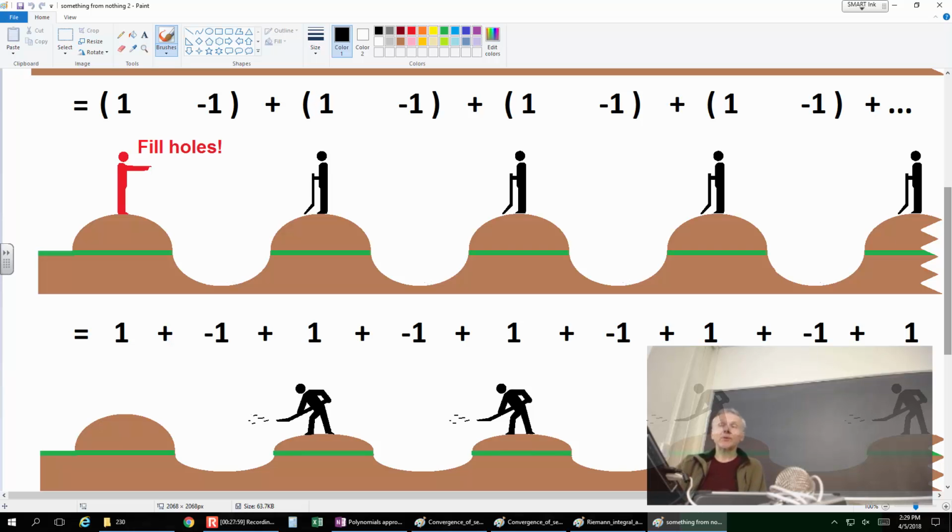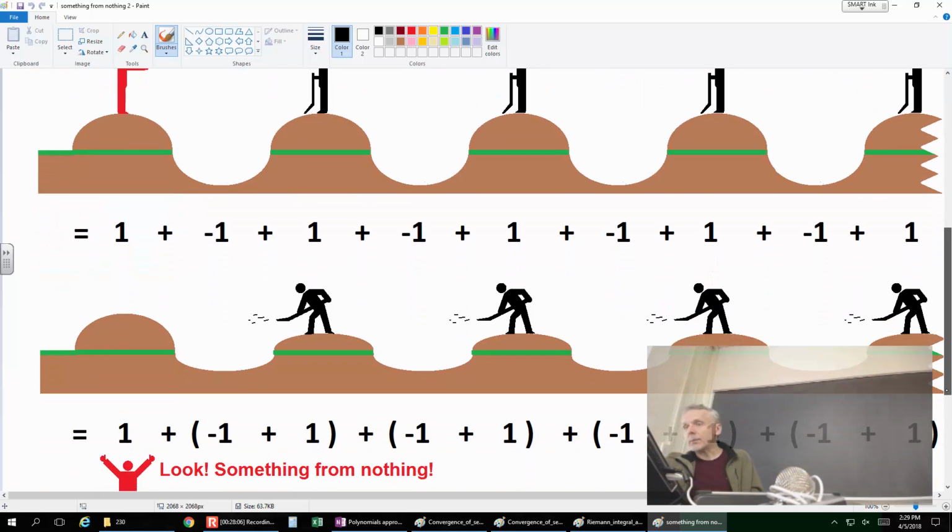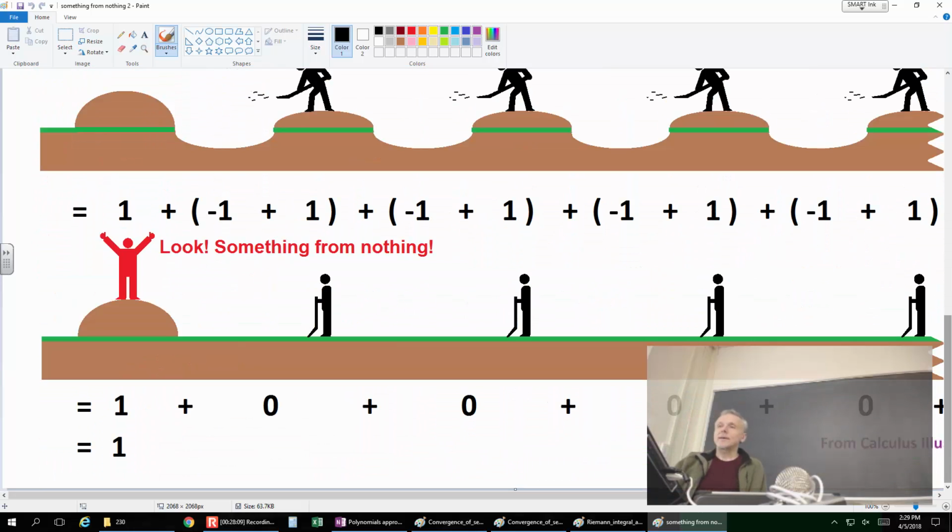It still seems that the amount of soil out and in is the same. It's 1 and -1, but you can see when they finish the job, that's what happens. All the holes are filled, and yet there is one pile of soil left out. So they went through this process, ending up with an extra pile. Something from nothing. So how do you explain this?